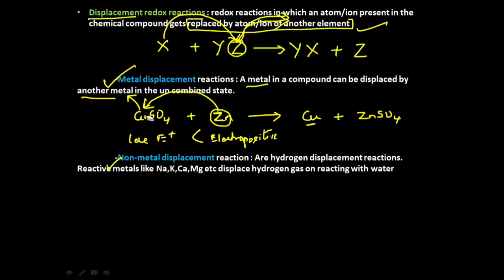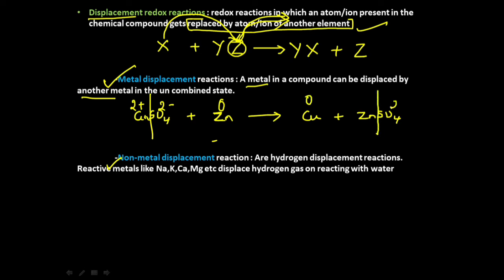How can we say this as a redox reaction? You can calculate oxidation numbers. See, sulfate always possesses a 2 minus oxidation state, so obviously in order to neutralize that, copper must possess 2 plus. Here zinc, any element in its elementary form, will possess 0 oxidation state. Here same, 0 oxidation state. In this case, see, sulfate 2 minus, zinc 2 plus.